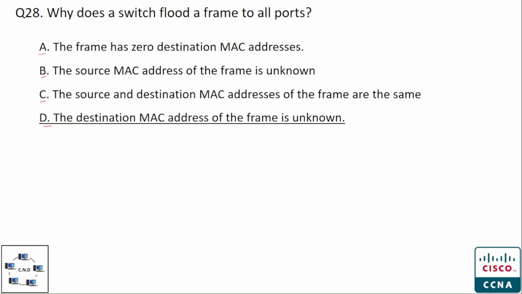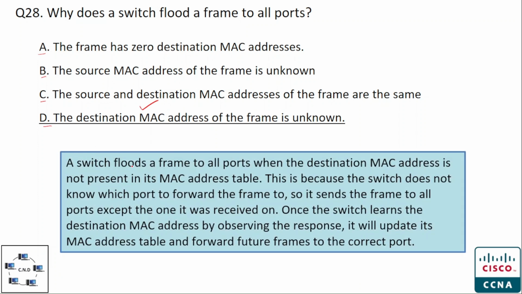the frame is unknown. So the explanation is that a switch floods a frame to all ports when the destination MAC address is not present in its MAC address table. This is because the switch does not know which port to forward the frame to, so it sends the frame to all ports except the one it was received on. Once the switch learns the destination MAC address by observing the response, it will update its MAC address table and forward future frames to the correct port.